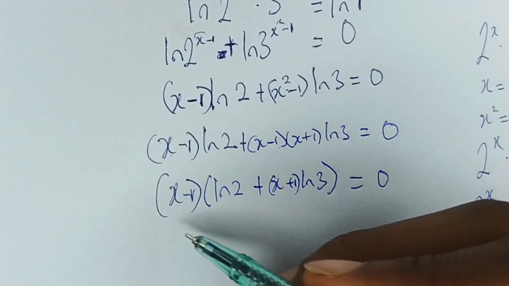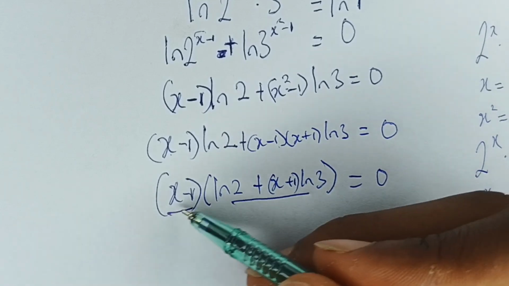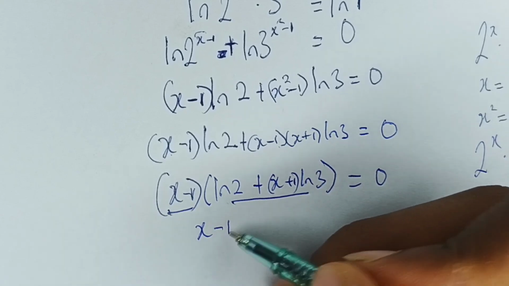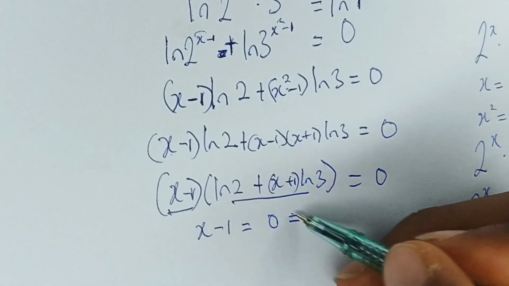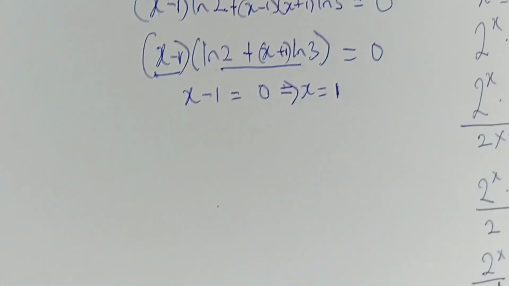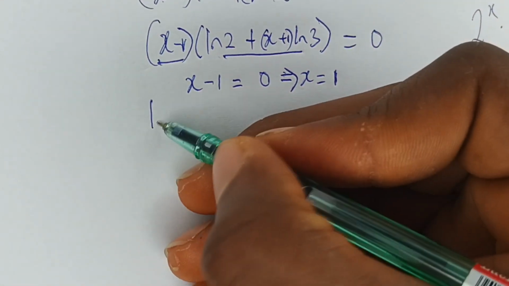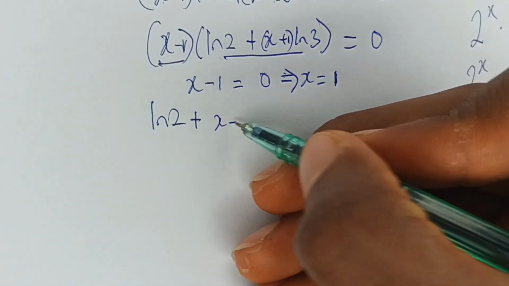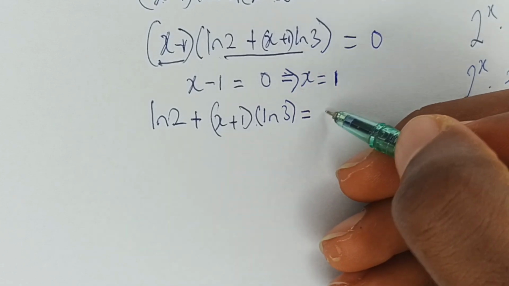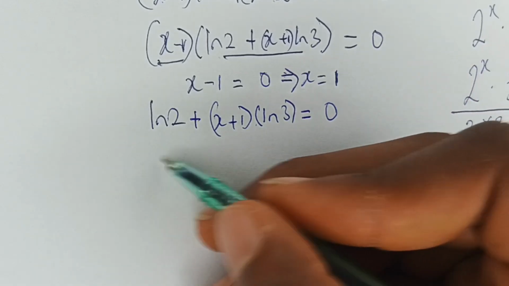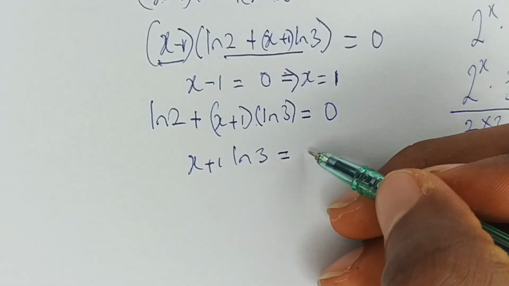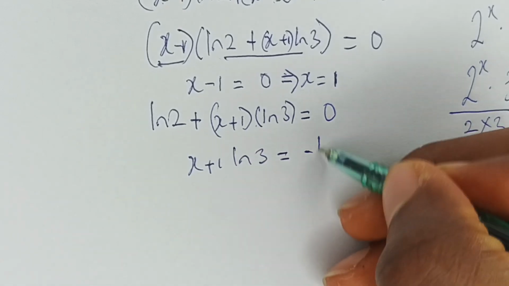At this point, we can see that the product of two things is equal to 0. So it's either this one is equal to 0 or this one is equal to 0. So it's either that x minus 1 is equal to 0, implying that x is equal to 1, which we already got initially, or we have that ln of 2 plus x plus 1 times ln of 3 is equal to 0. Now x plus 1 times ln of 3 is equal to negative ln of 2.